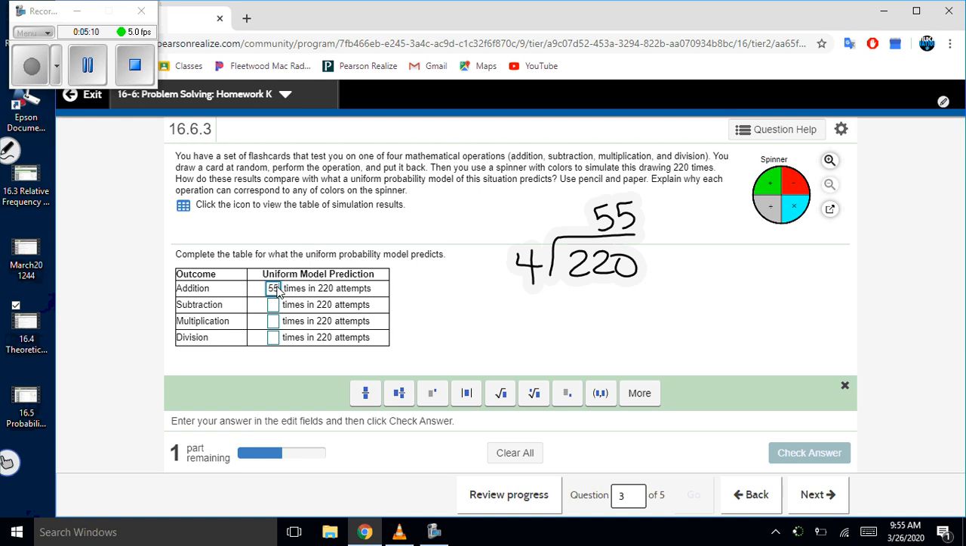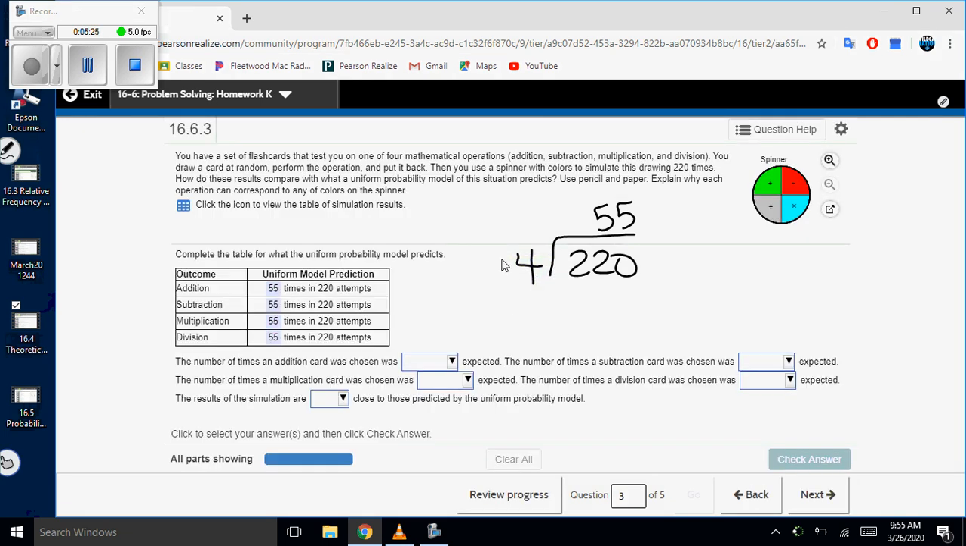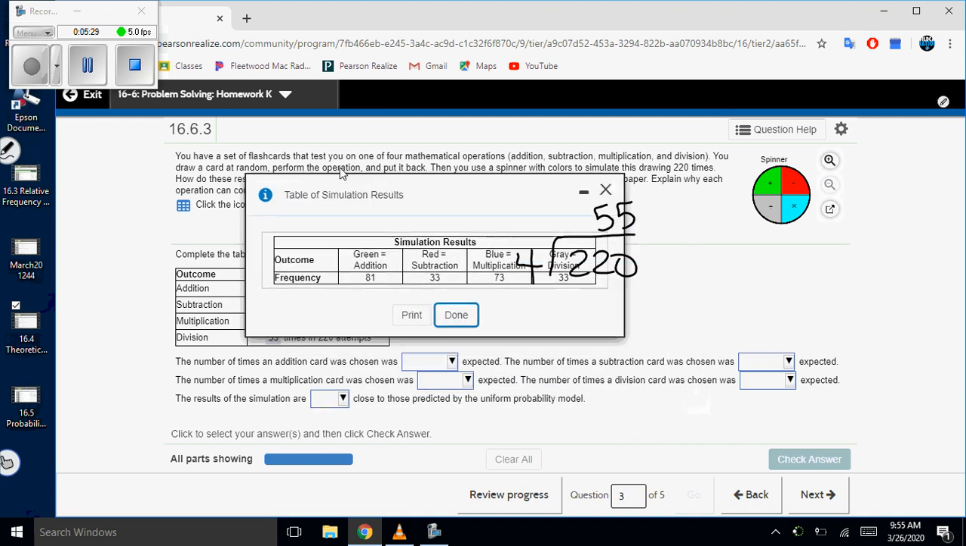So 55, 55, 55, and 55. Again, each of those are equal in terms of the picture. We're going to check our answer. Should be good to go there. We move on where we compare now, just like we did in problem number one, we're going to compare with a simulation.